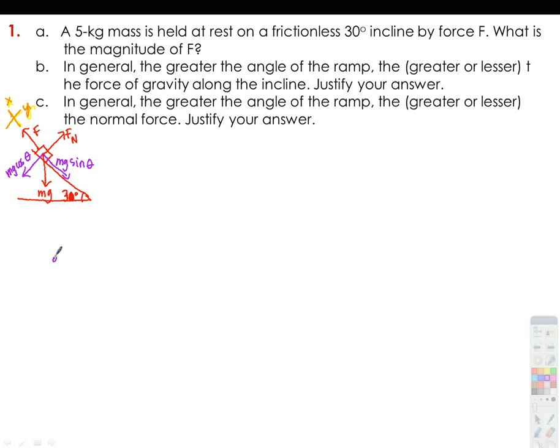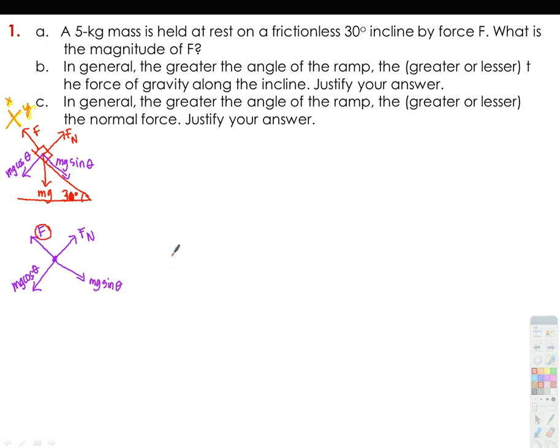Okay, drawing our pseudo-free body diagram. F, mg sine of theta. This is Fn. And this is mg cosine of theta. All right. So the question is, what is the magnitude of your F? This one. What is this one?